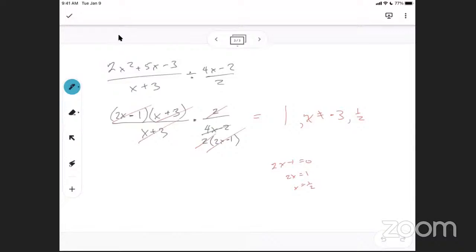Wait, so why not 1? 1 is the answer. This just simplifies to 1. I did it differently, but I still got the same answer. For division, I literally just cross multiplied and I got 1. I mean, that's essentially what you're doing, but they canceled out when you cross multiply. All the things canceled out.